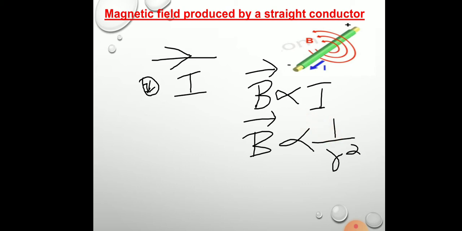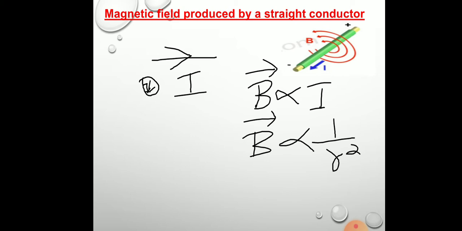Okay, so these were some of the observations made when the compass was taken near the wire conductor carrying current. The first observation was that the magnetic field is directly proportional to the electric current and inversely proportional to the distance.